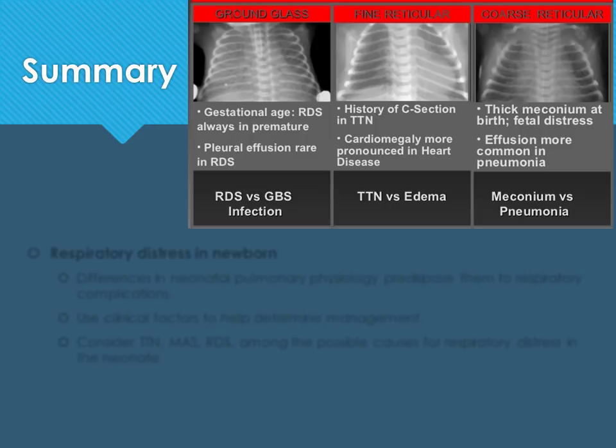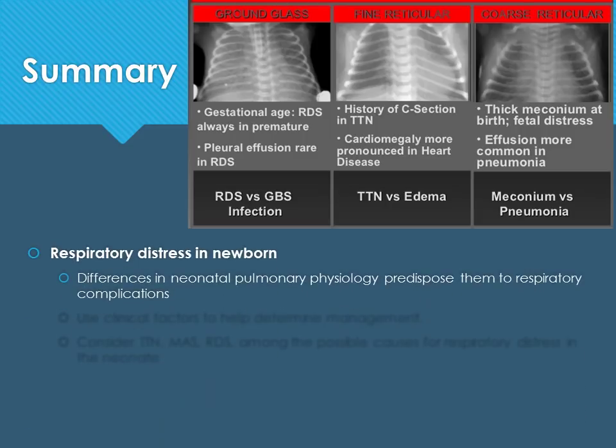In summary, respiratory distress in the newborn. Differences in the neonatal pulmonary physiology predispose them to respiratory complications. We use clinical factors to help determine management. Were they born premature? Were they born at term? Were they born post-dates? And was there any meconium in their fluid?